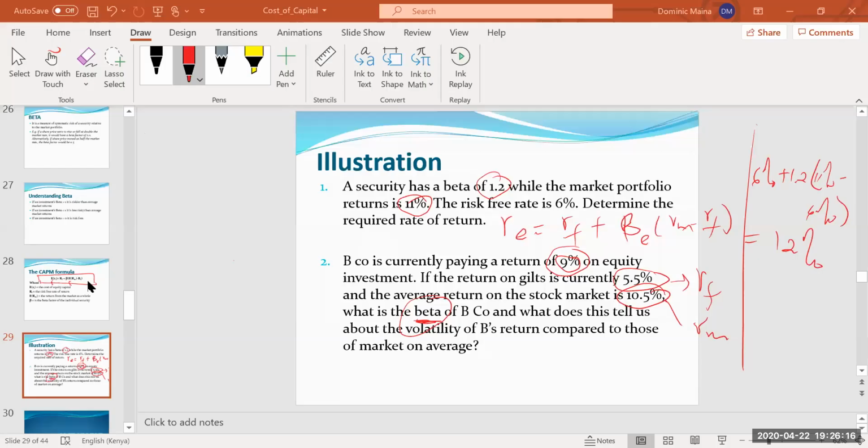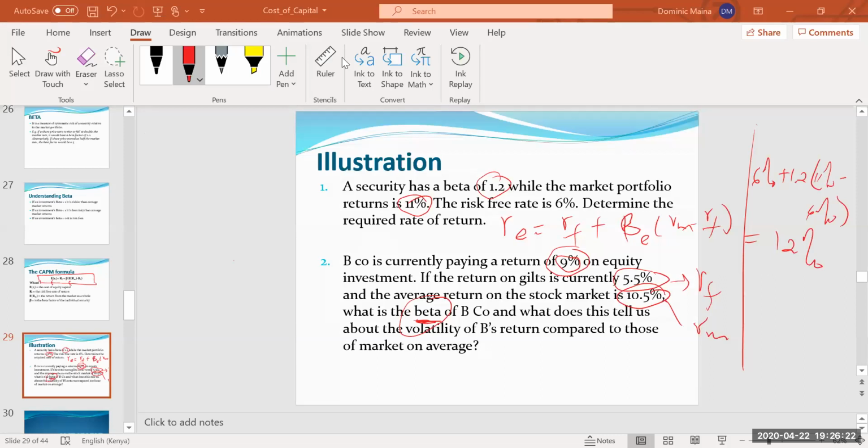Okay, welcome back for our second session. We were discussing how we get the cost of equity. I think now we have discussed both models, the dividend valuation model as well as the capital asset pricing model. Those are the two models that we use when it comes to assessing the cost of equity.